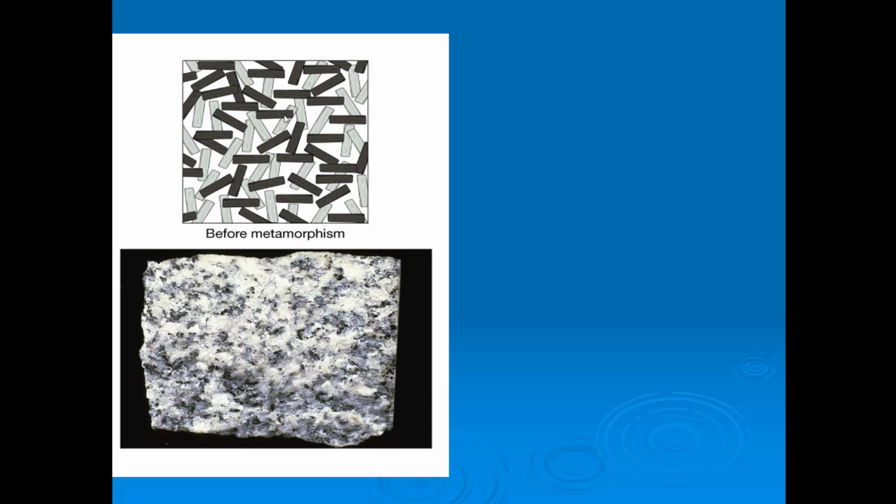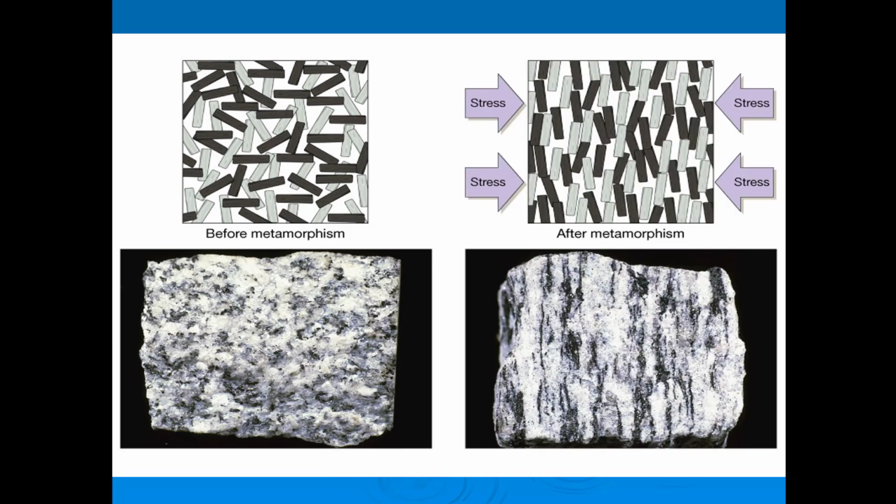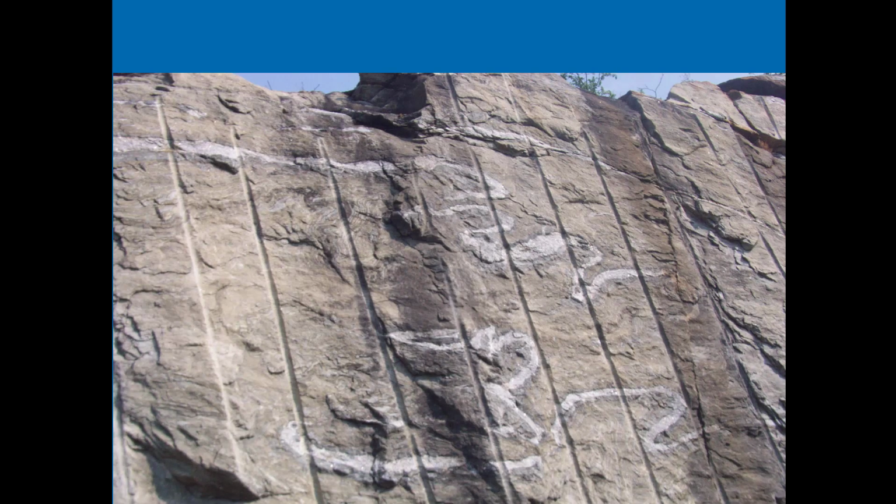Before metamorphism, this cartoon illustrates how randomly the minerals are distributed in this white granite. And then after metamorphism, differential stress is applied, and those light and dark colored minerals will alternate in bands, and that's what you see here. This is how granite can be the parent rock of gneiss, and that's something that you'll learn about in your lab as well.